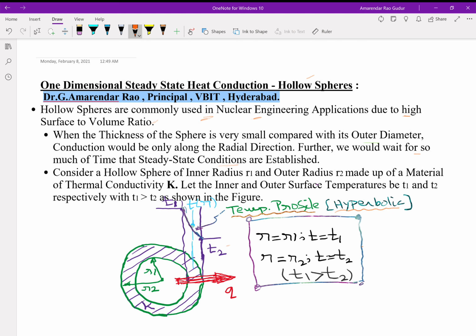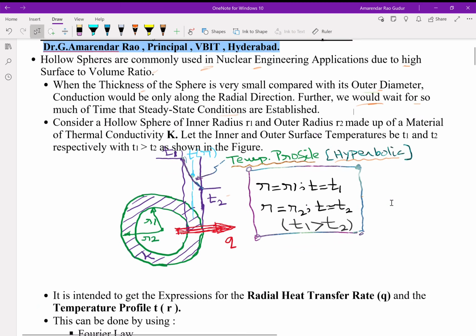And for a sphere to be one-dimensional, the thickness of the sphere has to be very small compared with its outer diameter. Then for a sphere to have only steady state heat transfer, we will wait for so much time that steady state conditions are established in the sphere. Now under these two conditions, we would be considering a hollow sphere of inner radius R1, outer radius R2, made up of a material of thermal conductivity K.